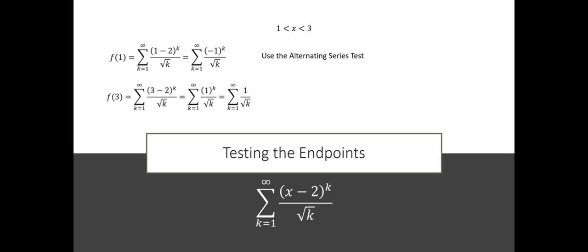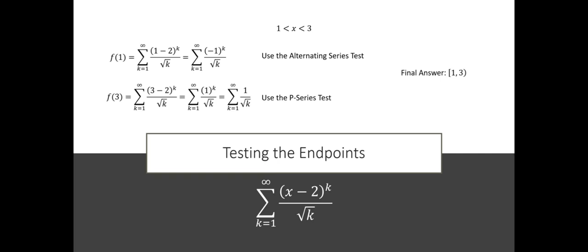And then I do the same thing with the other endpoint, plug in 3, and simplify it. I get 1 over square root of k, which is just a p-series. So I would use the p-series test to determine whether this converges or diverges. Now I'm not going through all the steps here because this is meant to be a quick video, but you should get that the series converges at 1, and so I use a bracket on the 1 when I write my final answer, and diverges at 3, so I use parentheses for that one.